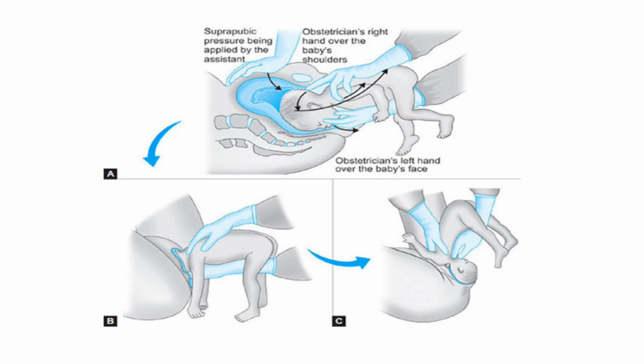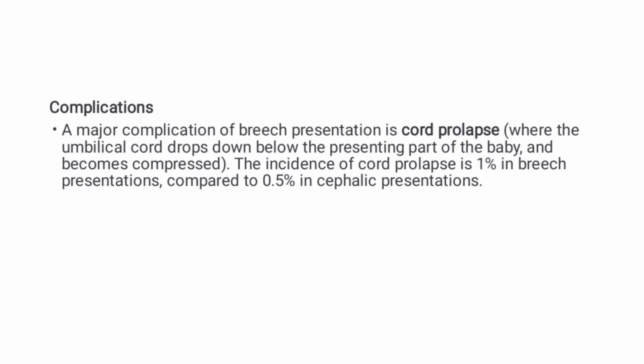In picture A, you see that there's pressure being applied by the assistant, and also the obstetrician's hand over the baby's shoulders, and the obstetrician's hand over the baby's face. Again, don't put your fingers in the mouth, please. Then in B, after the nape of the neck is visible, you deliver upwardly. That's in C.